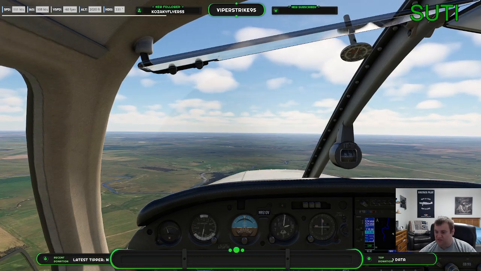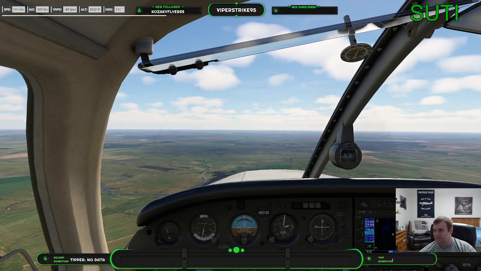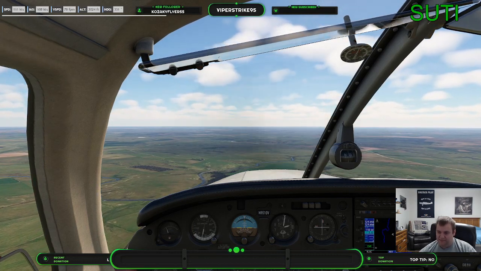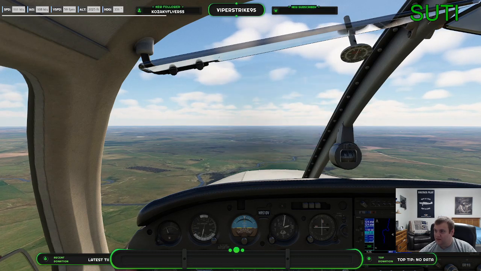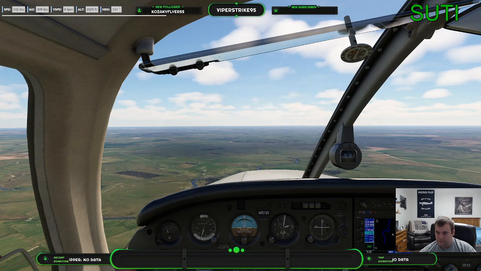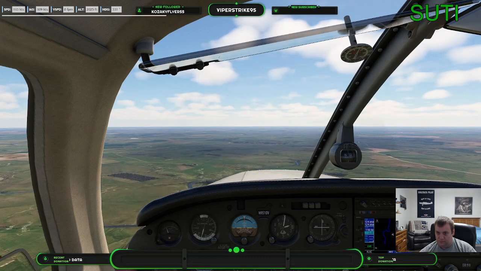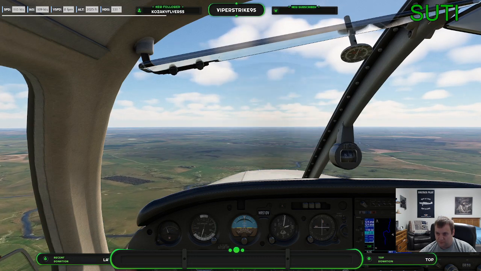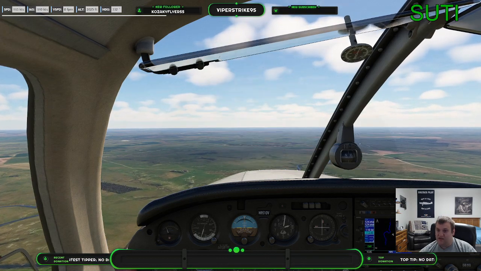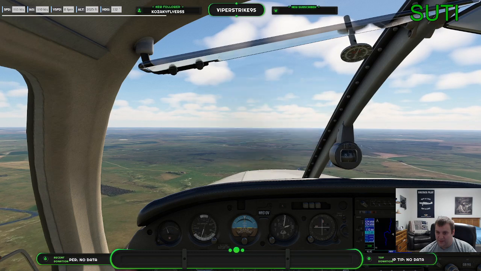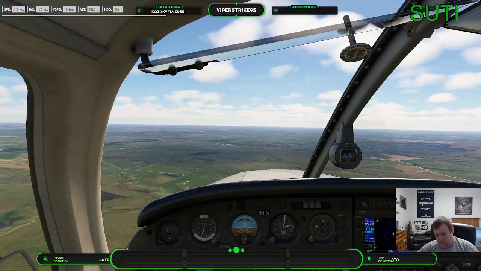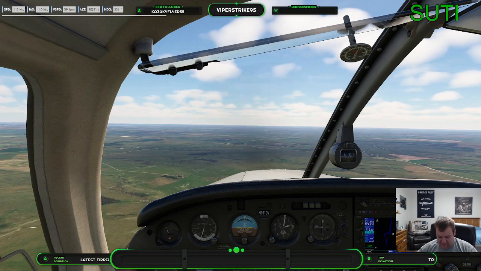We're getting pretty close to our first stop of the day at Sierra Uniform Tango India. This is at Trinidad. We're just 10 nautical miles away. This is just our first stop of the day.